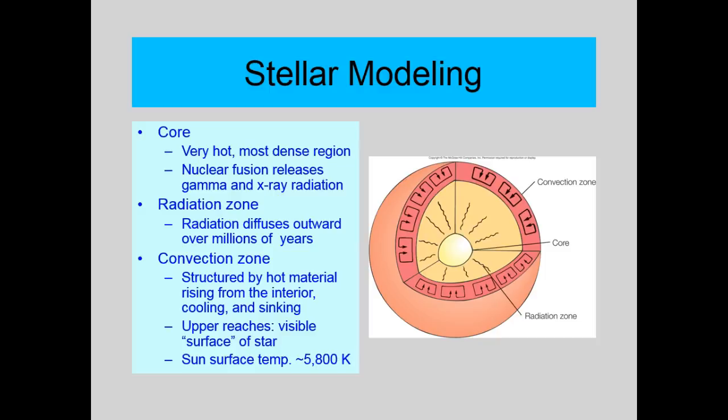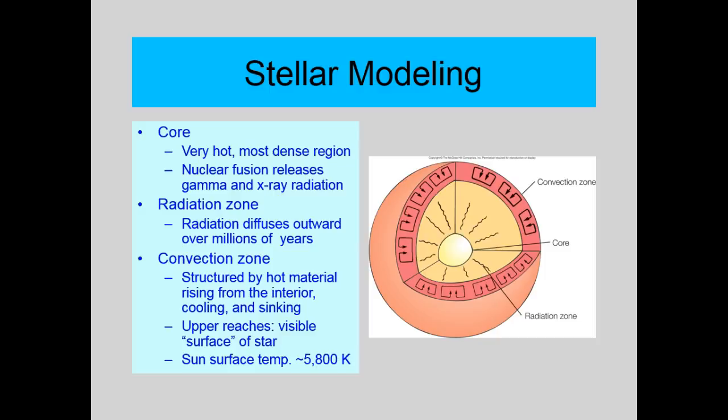That happens in the outermost layer, and that outer shape then is what we call the surface of the star. But guess what? That surface of the star is not a solid surface, it's a gaseous surface. So the convection zone is structured by hot material rising from the interior, cooling, and then sinking back again. That's the convection zone on the outer part. The upper reaches create what we call the visible surface of the stars. Now that's the coolest part of the star.